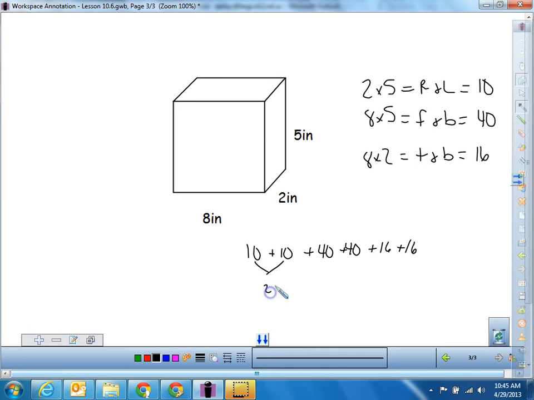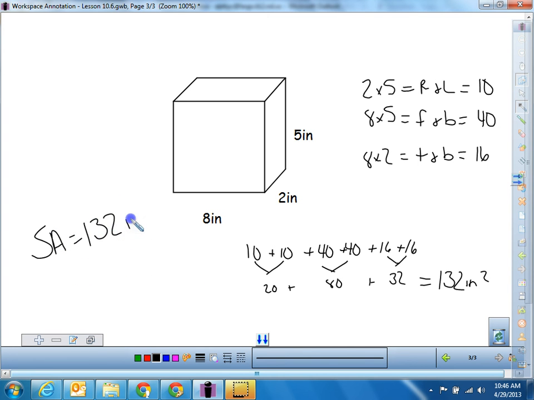10 plus 10 is 20. 40 plus 40 is 80. 16 plus 16 is 32. 20 plus 80 is 100, plus 32 equals 132 inches squared. That's what my surface area is equal to on this one, 132 inches squared.